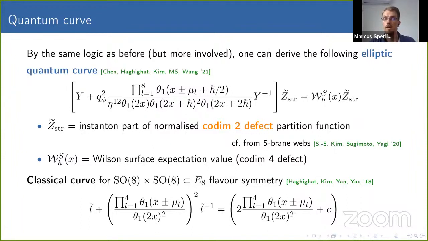defect. And comparing to the classical curve, which has been derived for the case where only SO8 cross SO8 symmetry is preserved from the global E8 symmetry, you find that the pattern matches precisely again. So the exponentiated variable is replaced by a shift operator. Everything that comes from the flavors remains the same, but everything else can be interpreted as Wilson surfaces coming from a co-dimension 4 defect.